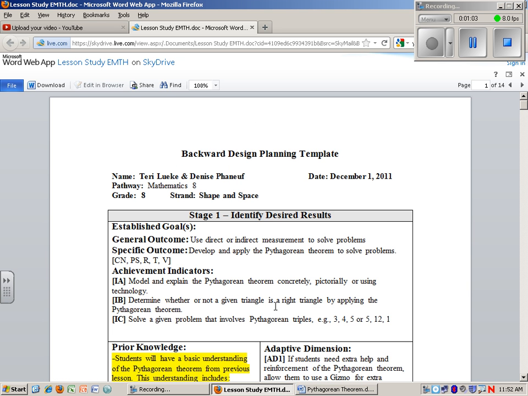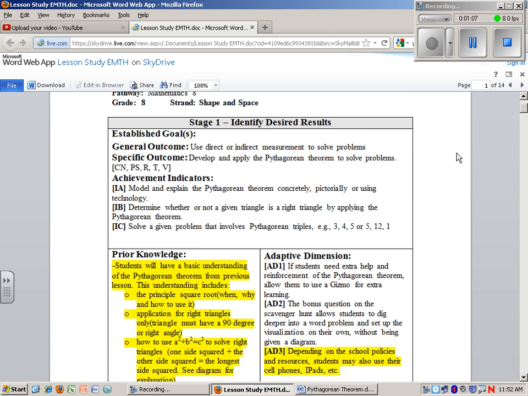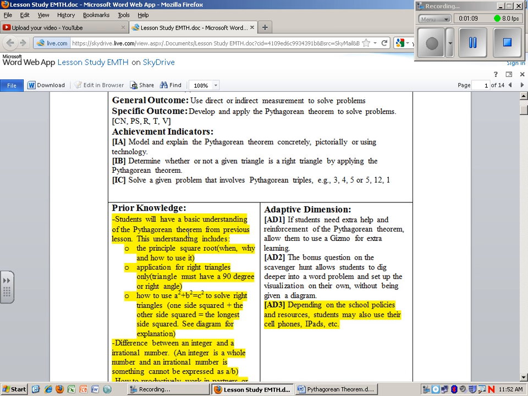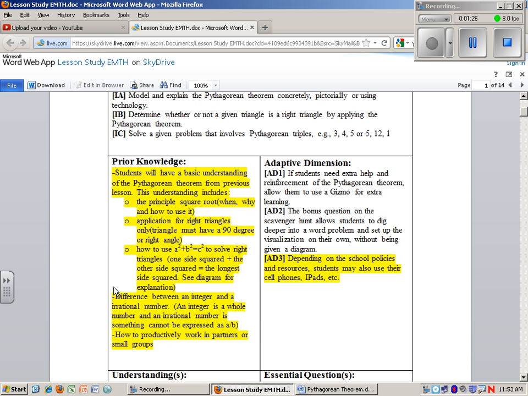So when we started going through, just to see what we would change if we were to teach this again, we started at the beginning with deciding what students would need to know before they went about doing this activity. And so we decided that they needed to know basic understanding of the Pythagorean theorem, such as the principal square root, when they use it, why, and how to use it. Basically, Pythagorean theorem application for right triangles, and also how to use it to solve right triangles.